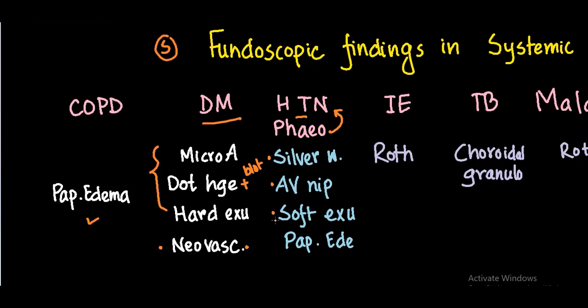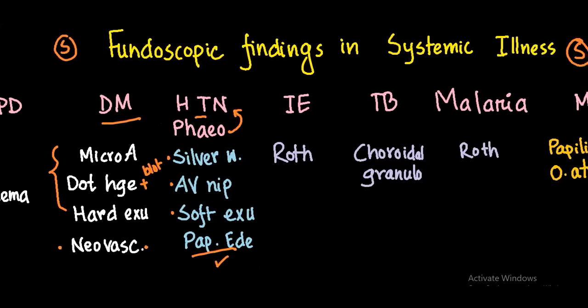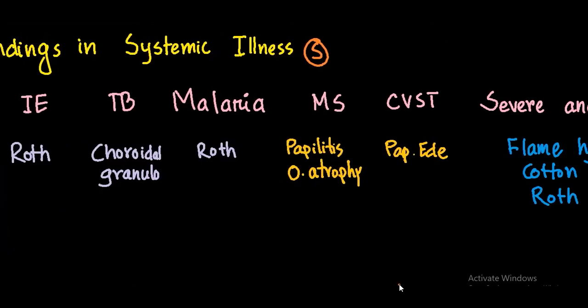And then you get what is called soft exudate, which are actually retinal ischemia, that is soft exudate. At the end of the day, you get what? You get the grade 4 hypertensive retinopathy known as papilloedema. That is the end stage or the most severe manifestation of hypertensive retinopathy.